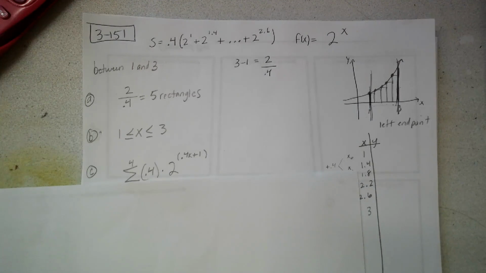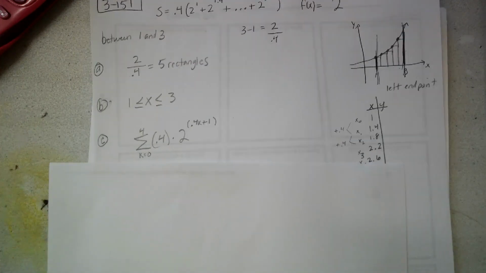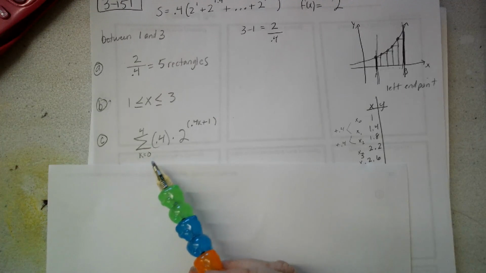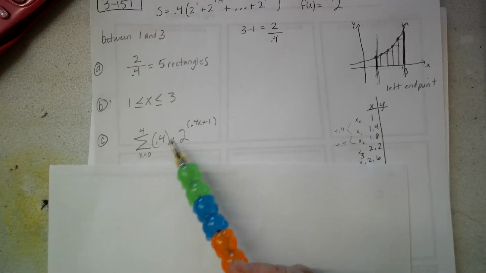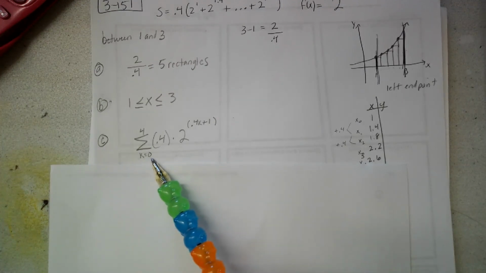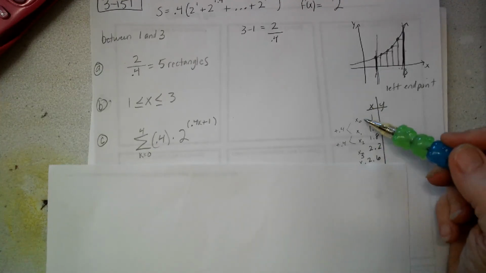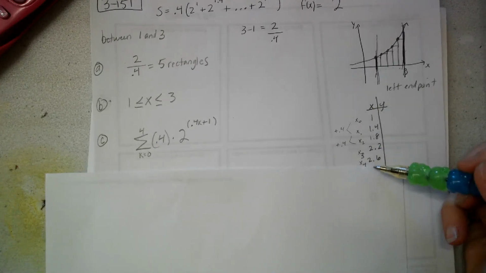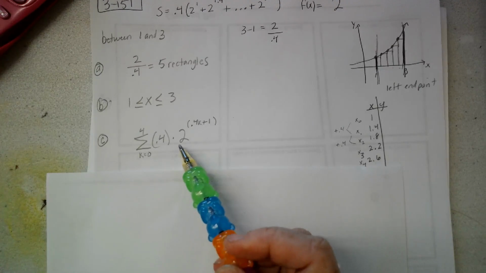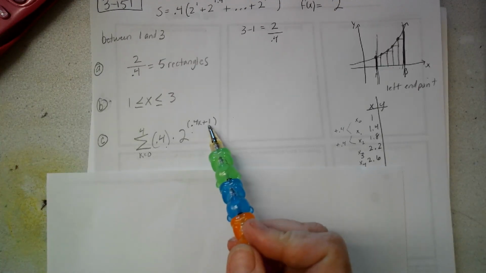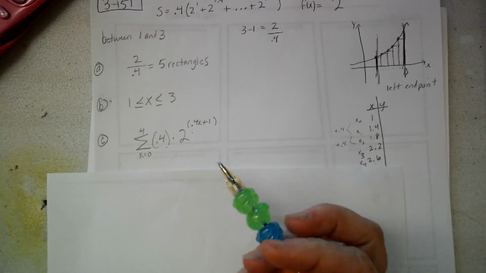And then letter C says, write the sum using sigma notation. So sigma notation is this summation notation that we have. Because we've done a few of these, I know that I'm going to start at 0. So I'm going to go from 0 to 4, because that's my x sub 0 up to x sub 4. And I know that I need width times height. The height's going to be given by 2 to the x. I need to generate some x's though.